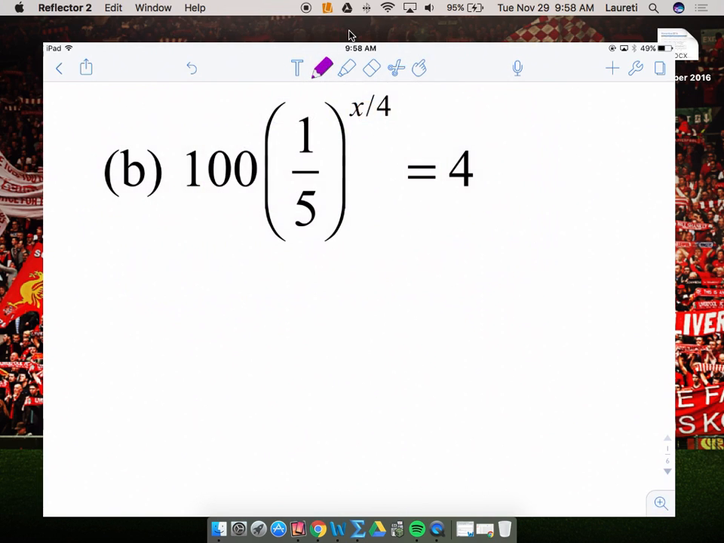Okay. So what about the next one? What would be your first rule here? Yeah. Right. Good. Divide the 100 over. So that would give me 1/5 to the x over 4 is equal to what? Cam? Good. Okay. All right, so now that we've gotten rid of the 100, we have an exponential on both sides. Can I get the bases to be the same? Yeah.